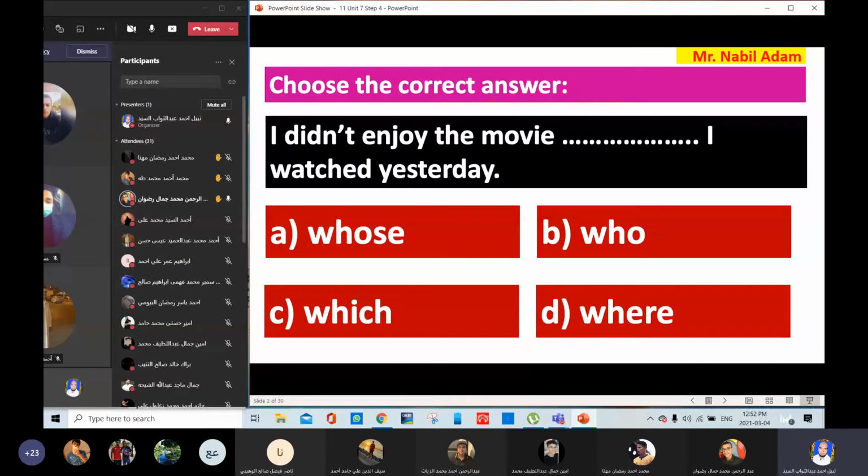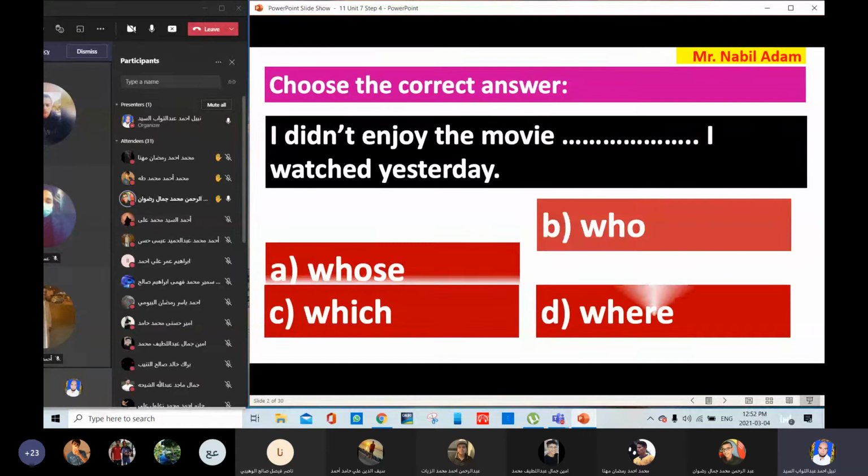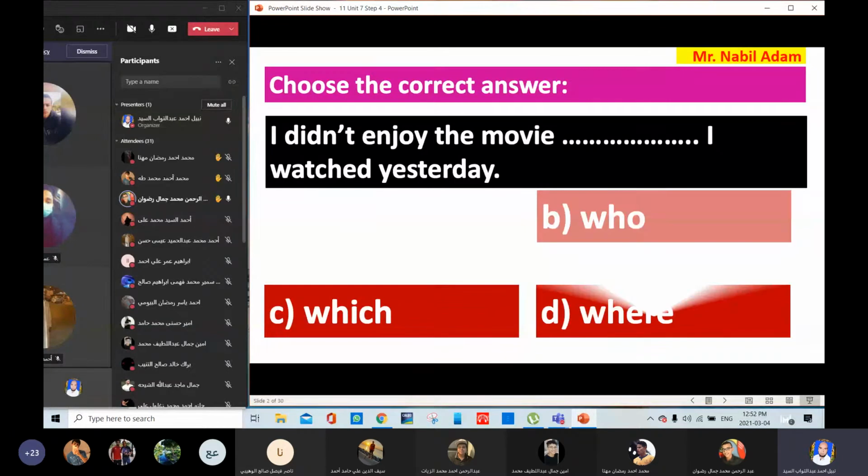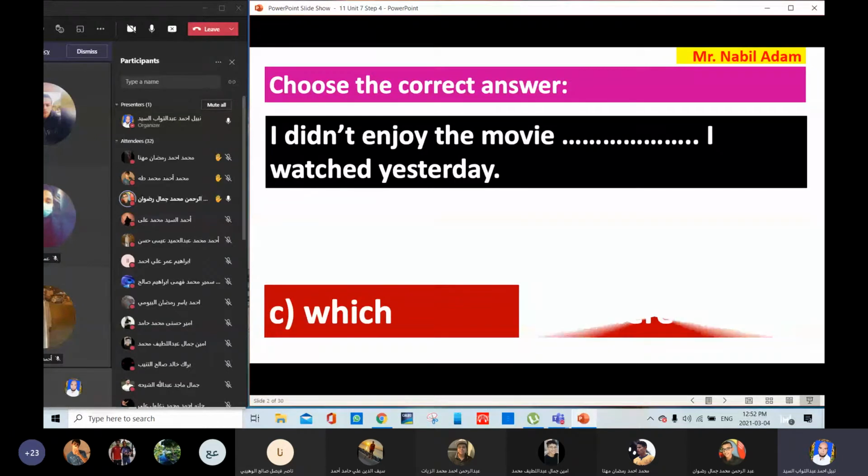Second one. Choose the correct answer. Read and choose. These are conjunctions for contrast or for cause and effect: despite, however, though, because. Read and choose.